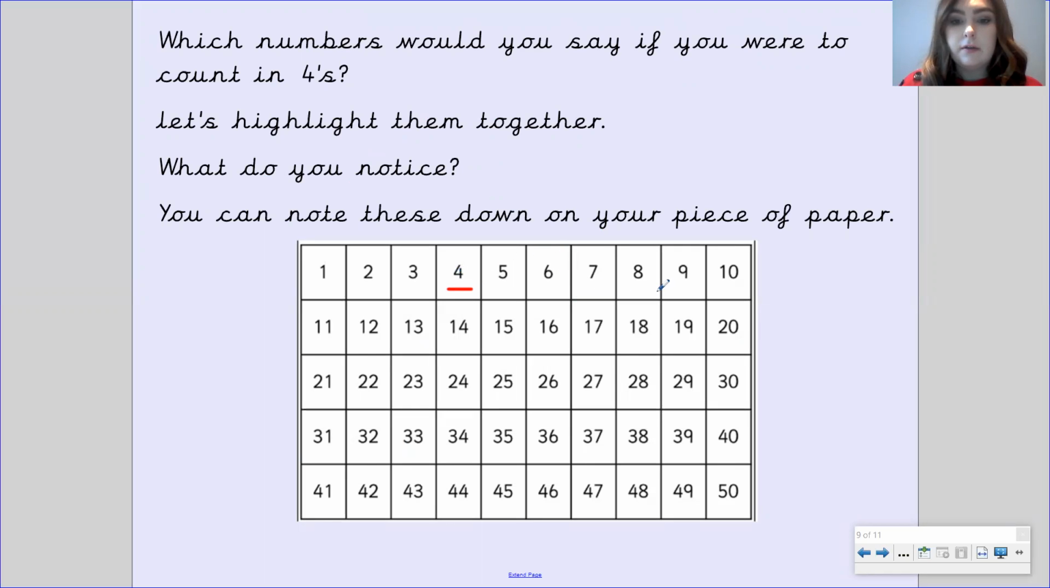1, 2, 3, 4. 1, 2, 3, 4. What do you notice? Write down what you notice on a piece of paper and make sure you upload it to Tapestry so that I can see what you think.